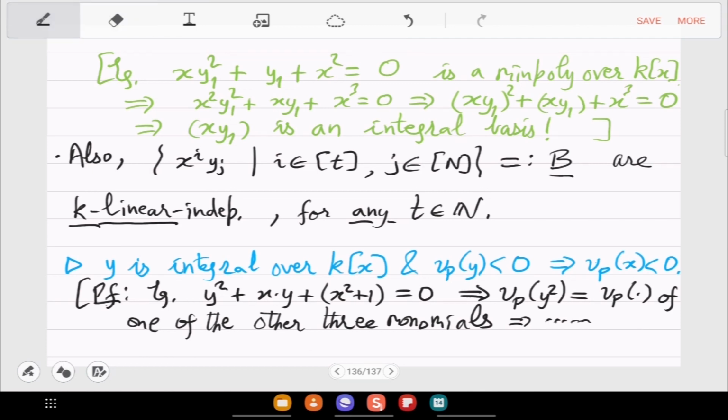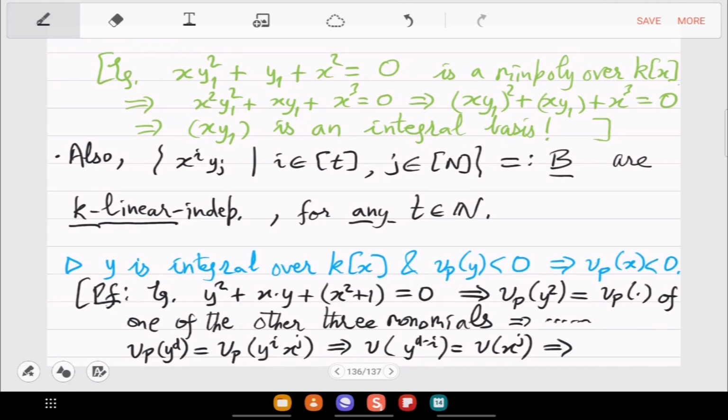So essentially what you learn is that valuation of y to the d is valuation of y to the i x to the j, which means that valuation of y to the d minus i is equal to valuation of x to the j. We're using the lower degree valuation, that's the property you're using. This is the exact proof.